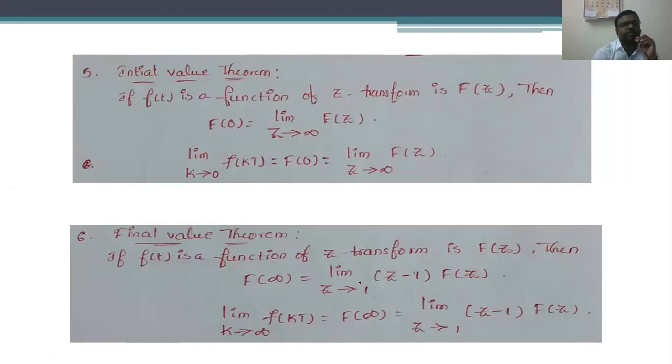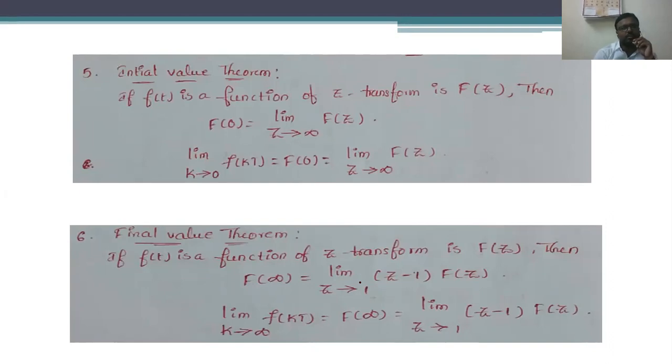Initial value theorem is going to be represented as f of 0 and final value theorem is going to be represented as f of infinity. Therefore, while discussing the initial value theorem, if f of t is a function which has a z transform F of z, then f of 0 is equal to limit z tends to infinity F of z. Initial value theorem is nothing but limit z tends to infinity F of z.